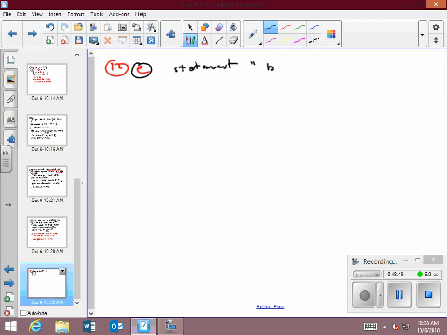B in R, such that the equation AX equals B is inconsistent.